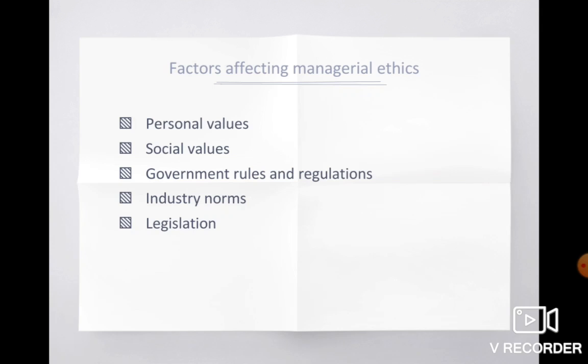And remember, if the society in which the business is functioning has high moral values, it also affects the business, meaning businessmen will follow the ethical behavior of the society. And then the third point is government rules and regulations. Government rules and regulations also force the businessmen to follow certain ethical standards.